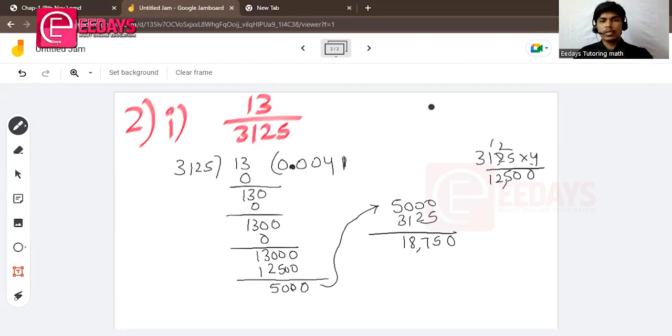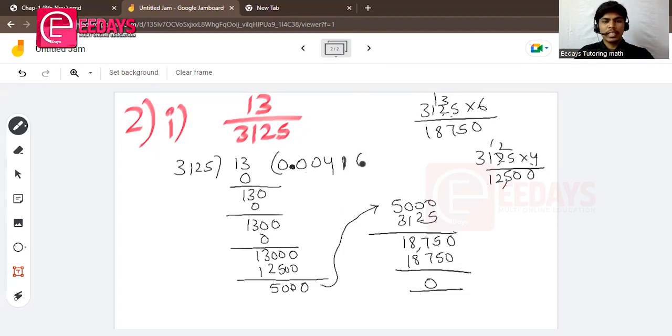Now 18,750. So 3125, let's do the rough work here. Okay, 3 6s are 18 generally, so let's take 6. 6 5s are 30, and 6 2s are 12, 12, 15, 6, 7, 18 here. Okay, finally, yeah, we got 18,750 exactly. So you got remainder 0. We got remainder is 0. So let's take this quotient here. That is the quotient we got, 0.0416.